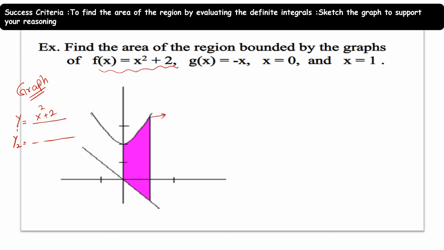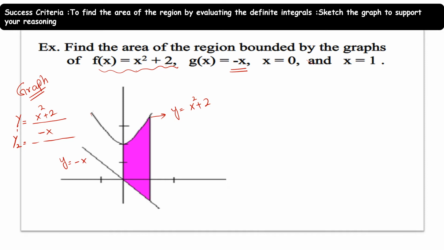So label the curve as y equals x squared plus 2. Labeling is important, otherwise you will forget which curve comes first and which comes at the bottom. After that, scroll down and write your second equation, that is negative x. You will see that y equals negative x is a line whose slope is negative.